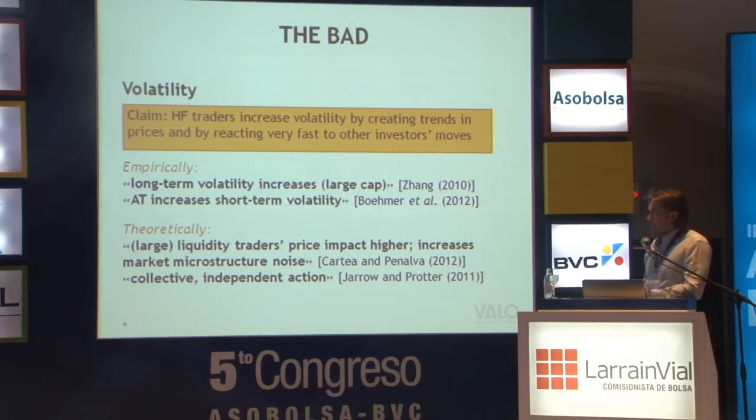So what can I say? It's not evidence against HFT. It's more like evidence against algorithmic trading, perhaps put together with HFT, but it's not HFT specific.